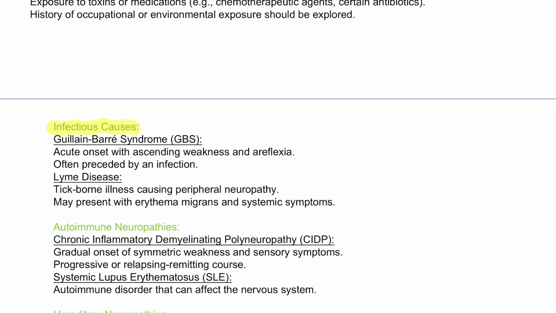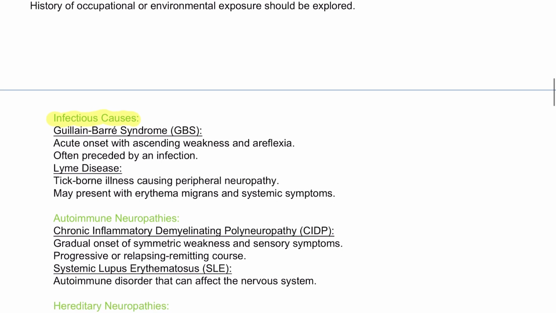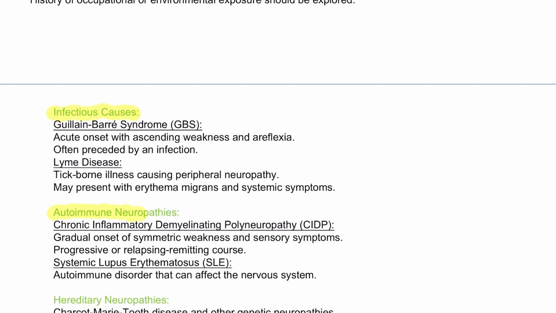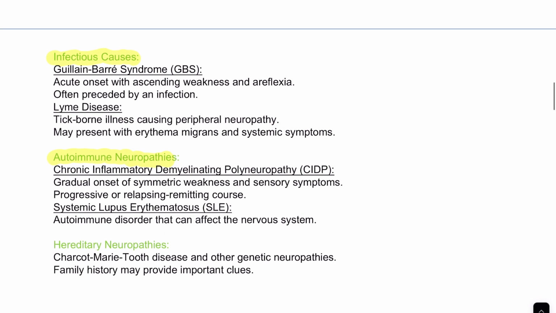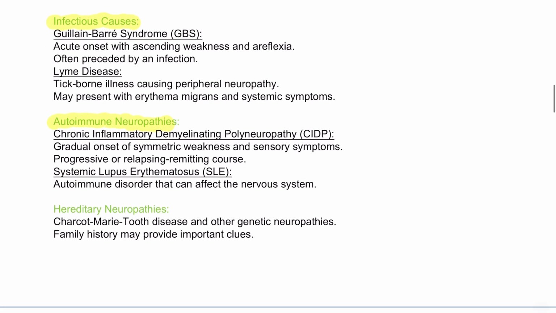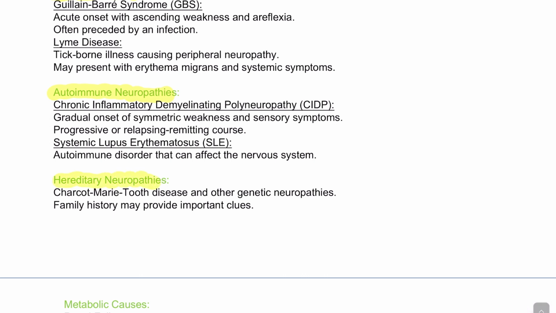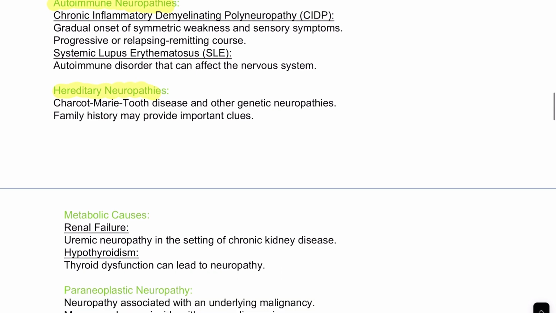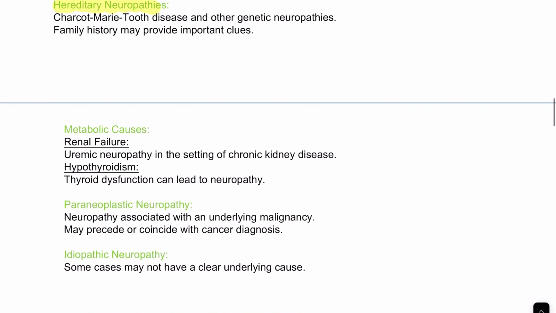Another infectious cause is Lyme disease. Autoimmune neuropathies: chronic inflammatory demyelinating neuropathy. Usually there is a gradual onset of symmetric weakness and sensory symptoms, with a progressive or relapsing-remitting course. SLE is also one of the causes of neuropathy. Hereditary neuropathies: Charcot-Marie-Tooth disease and other genetic neuropathies, and family history may provide a common clue.